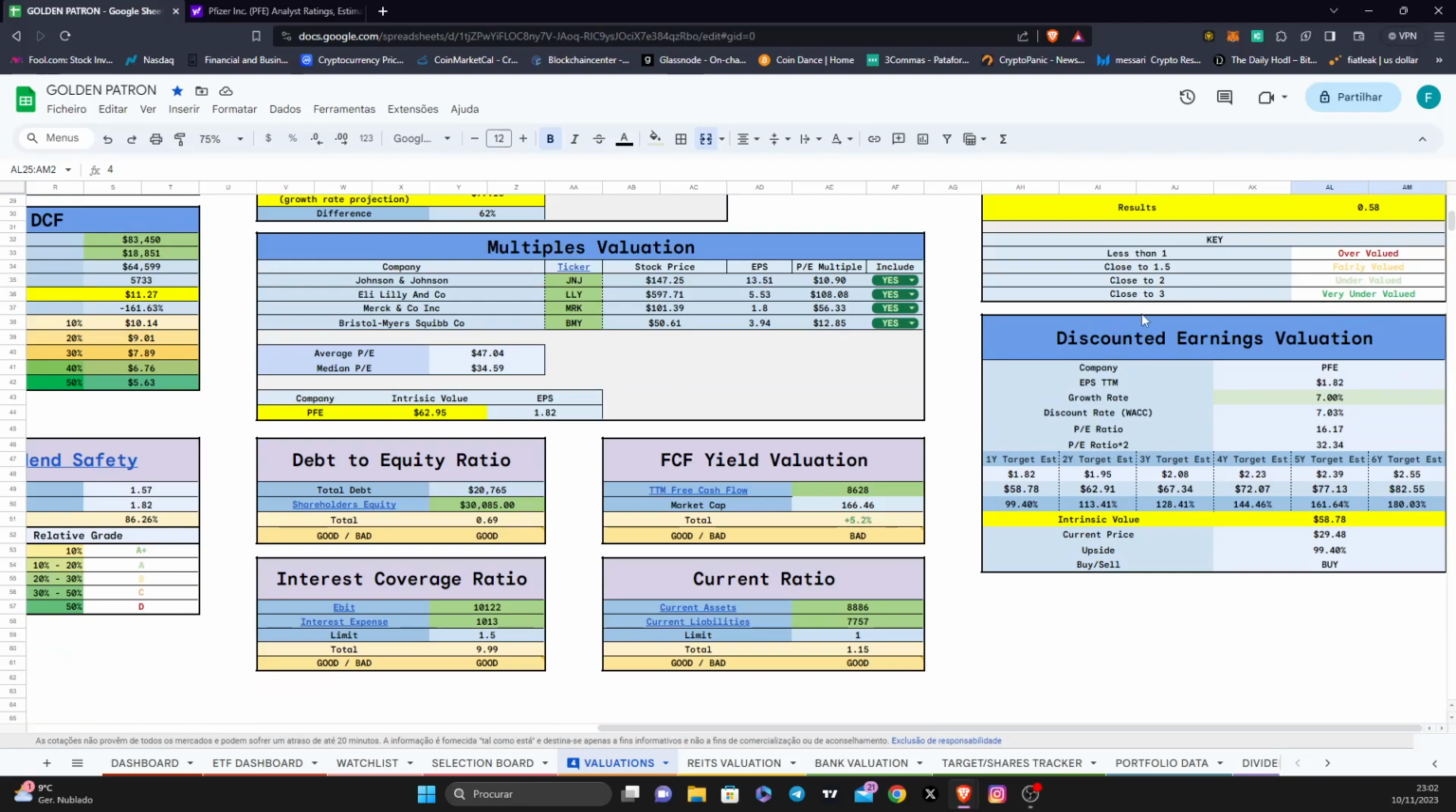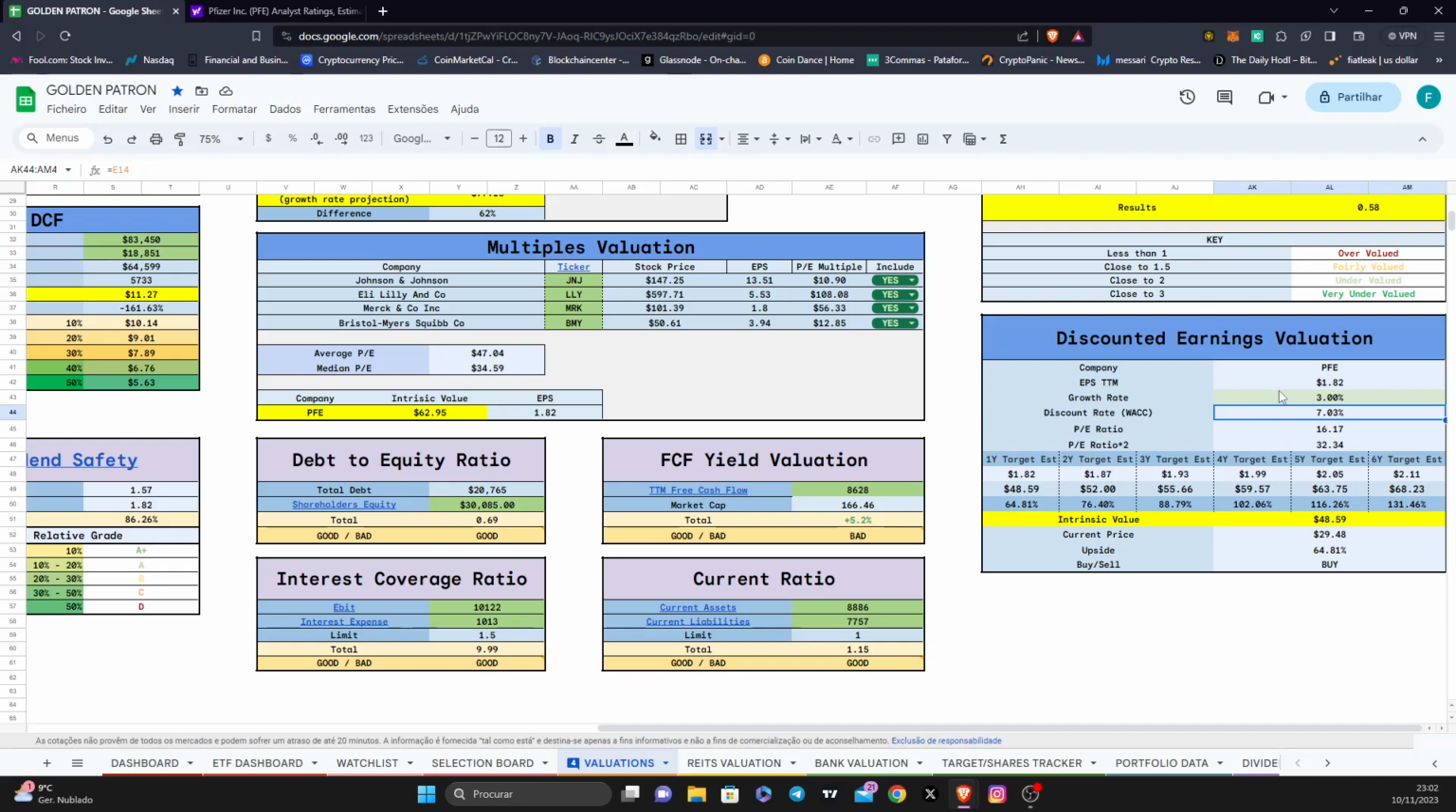Now for the discounted earnings valuation, one of my favorite valuation metrics, and relatively easy, all we have to do is put in the growth rate. I'm actually going to put 4 as well, because pharmaceuticals are slow growth stocks, so I'm going to go with 4 or 3. Let's put 3. Be conservative.